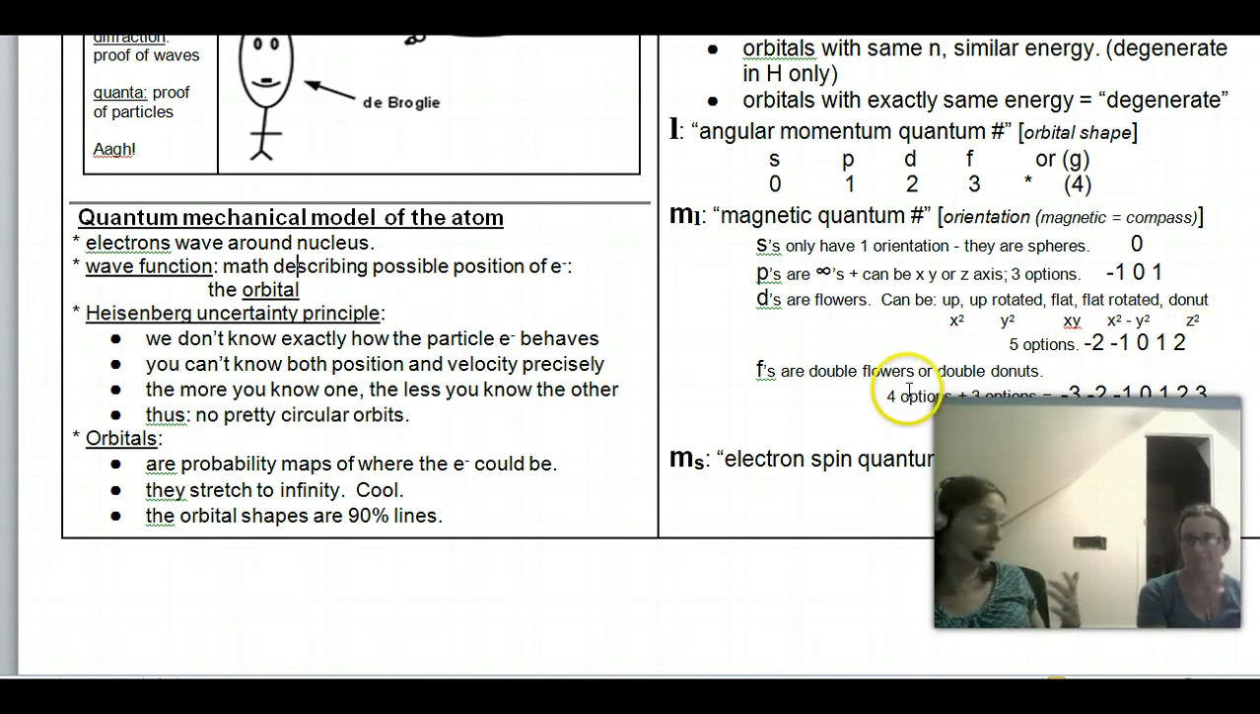f's are double flowers. You've got a couple of double donuts. You've got 7 options, which are, maybe we have 3 double donuts? The middle one is 0, it goes down to -3, it goes up to 3. I don't know, it makes a nice pyramid, don't you think? So that's m sub l. And then m sub s is your spin number, which is either up or down, which is +1/2 or -1/2. That's an obvious number to describe up and down, don't you think? Yes. I've always thought so.